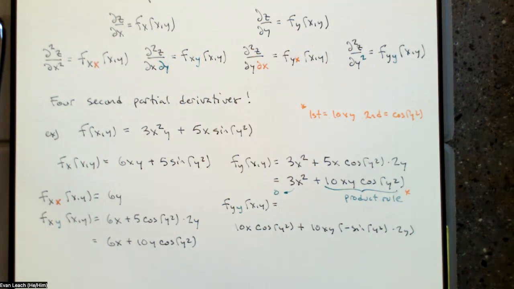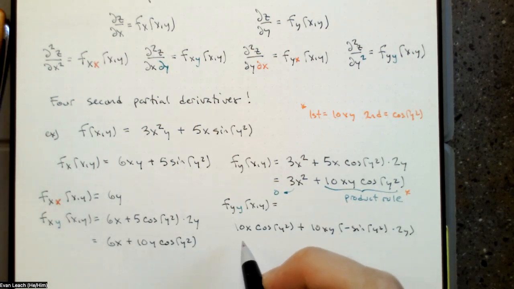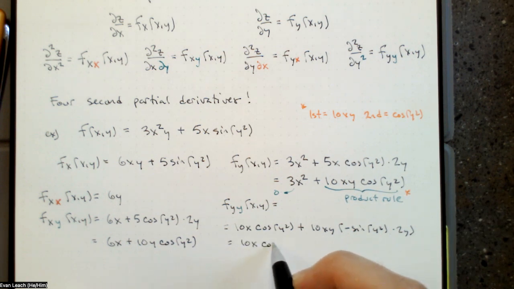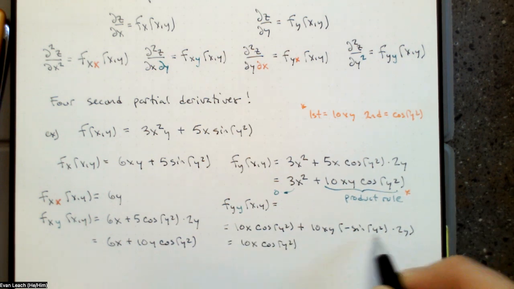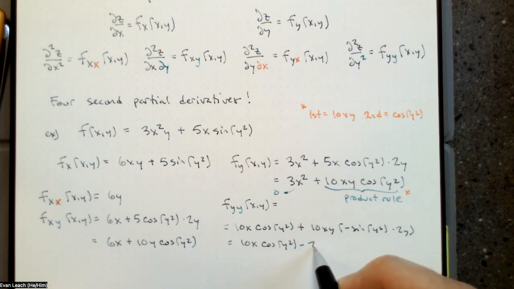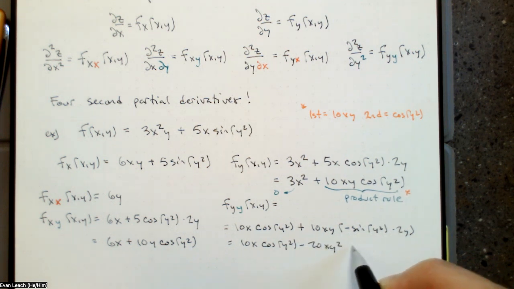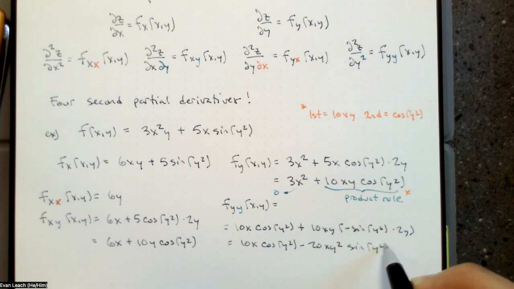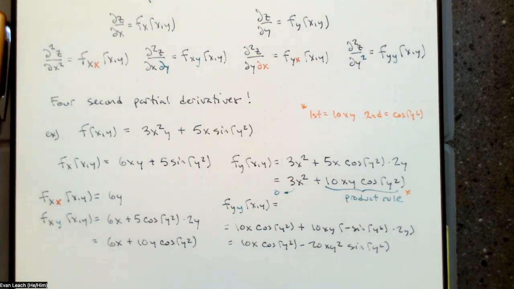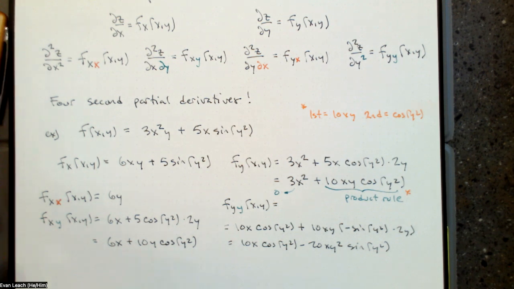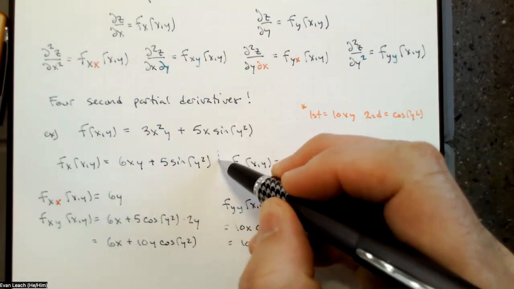We can clean this up a little bit. So I have 10x cosine of y squared minus 20xy squared sine of y squared. Well, it looks like I'm saying these things are all equal.